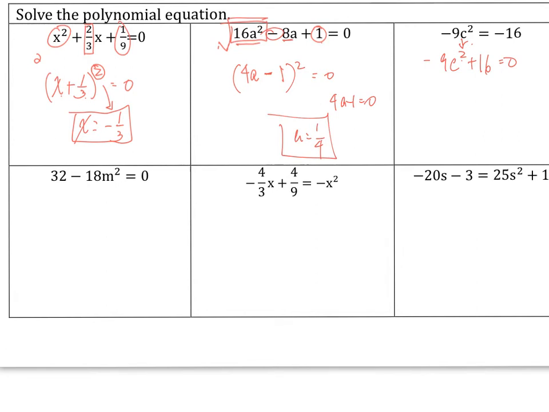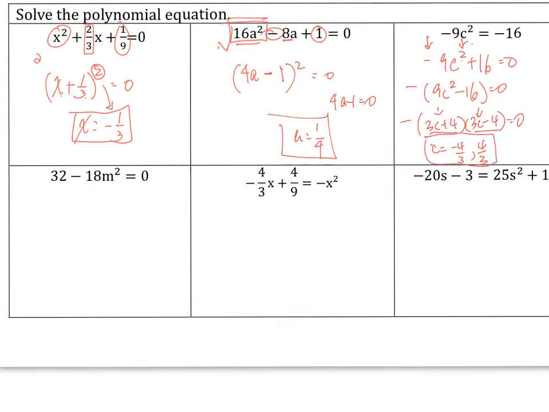The next one, I need to rewrite this as a polynomial with the degree in decreasing order. I can factor out the negative sign. And then I could use the difference of two squares pattern. And by using the zero product property, I have two answers for C. So C can be equal to negative 4/3 or just 4/3.